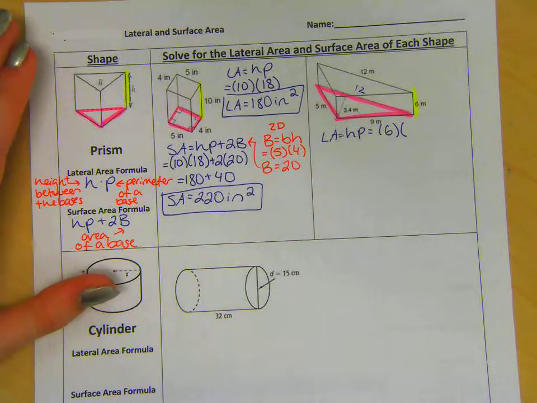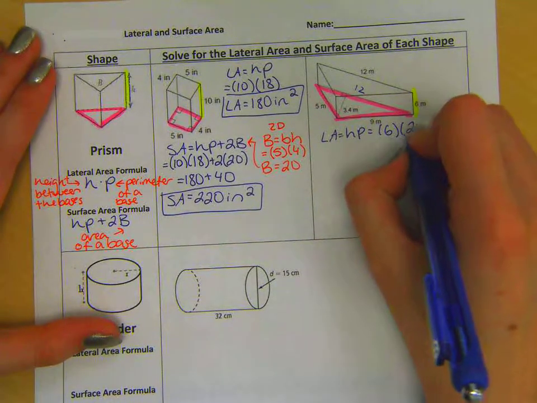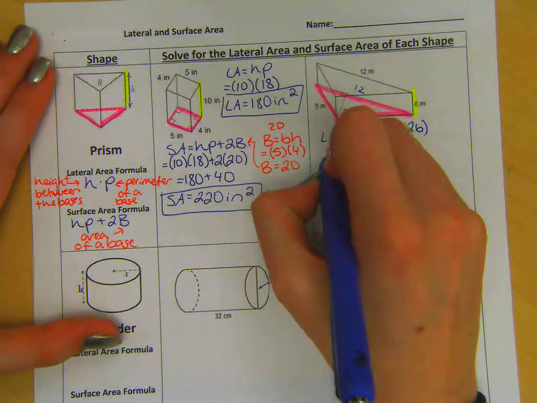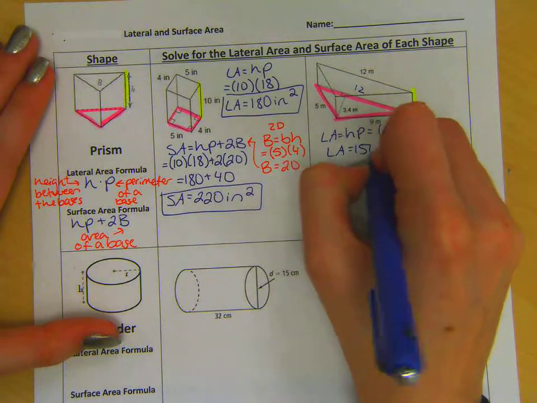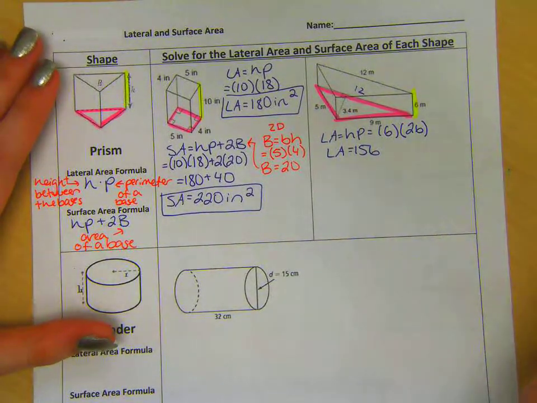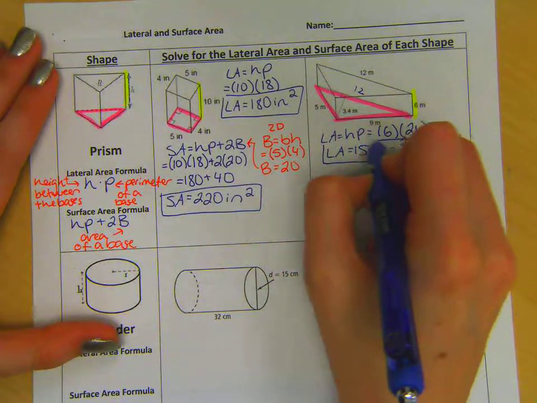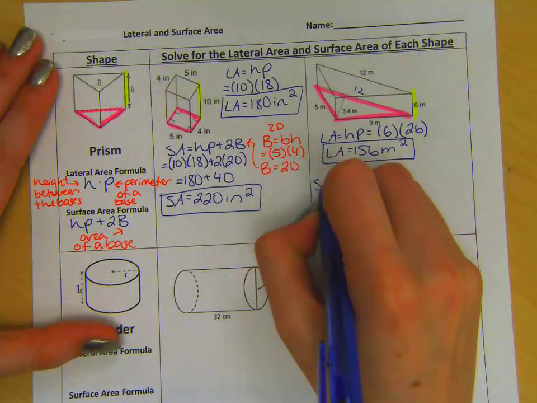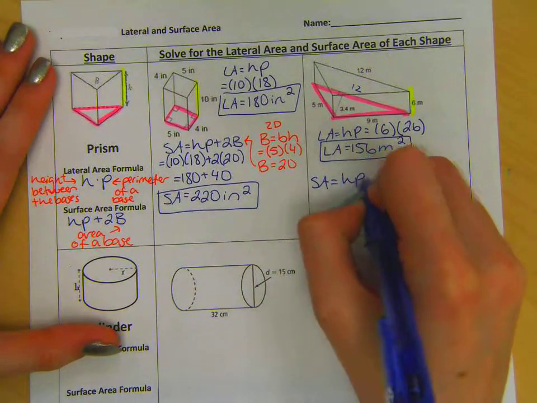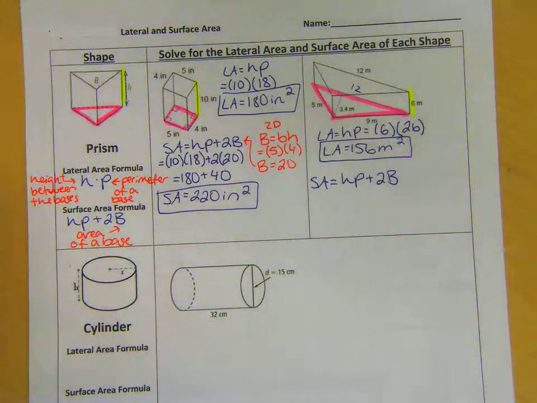5 plus 9 plus 12 is 26. And then 6 times 26 is 156. So the lateral area is 156 meters squared. For the surface area, we take our H times P plus the area of two bases.